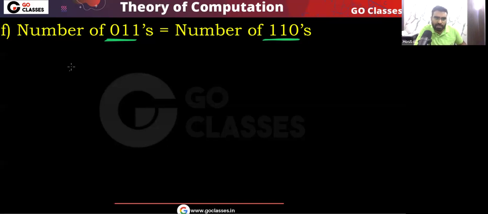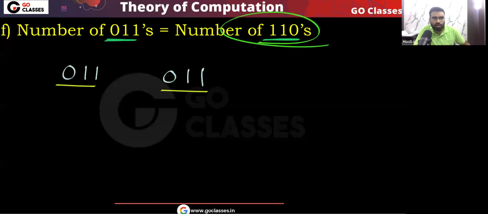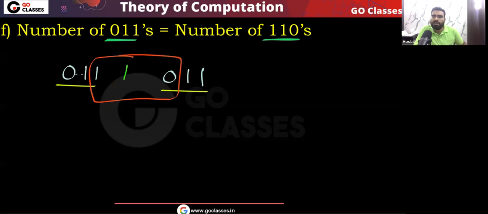For example, let me try this 011. I will repeat it without 110. I don't want 110. I got 110, but I don't want it. So can I put something in between? This is 011, this is 011. Now I got 110. Can I put 1 in between these two? Will it work? No, it is not working. Again I got 110.